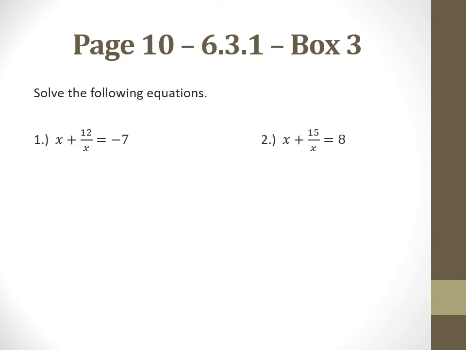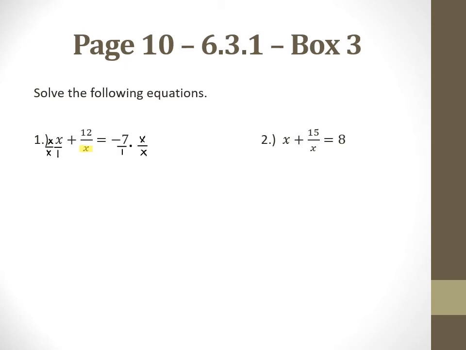Let's look at a couple more examples here. Again, the first step is always going to be to find common denominators. So here I have x over 1 and a negative 7 over 1. I want all of these to have the same denominator as each other. So all of them need that x in there. The 12 already has the x. So here I need to multiply by x over x. And over here, I'm going to multiply by x over x.